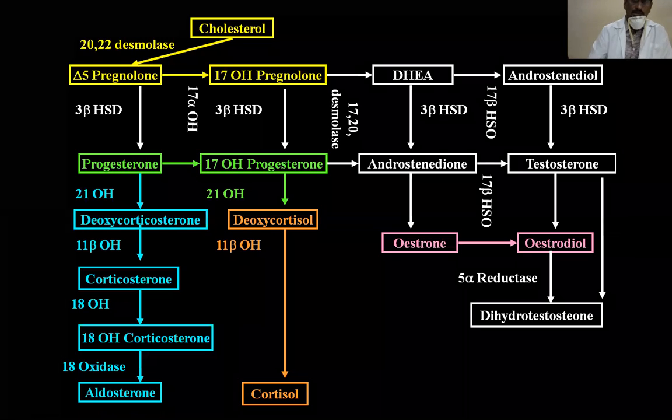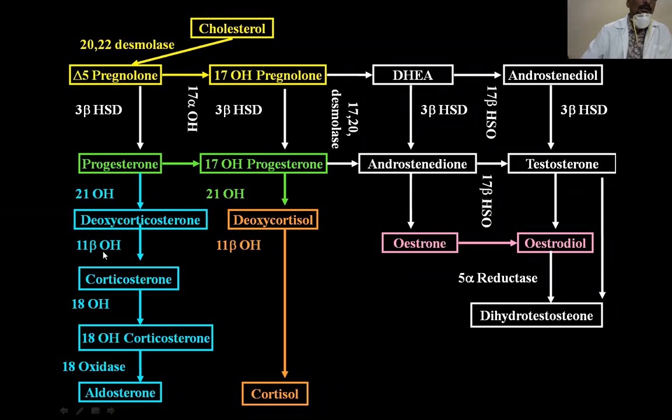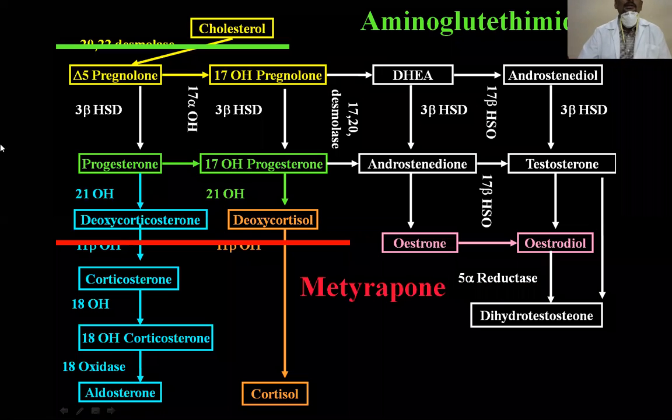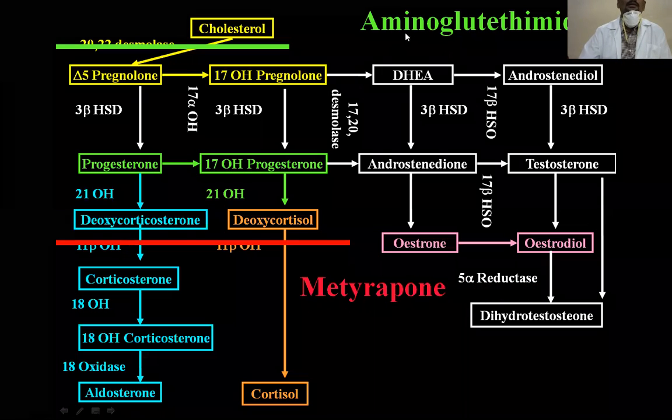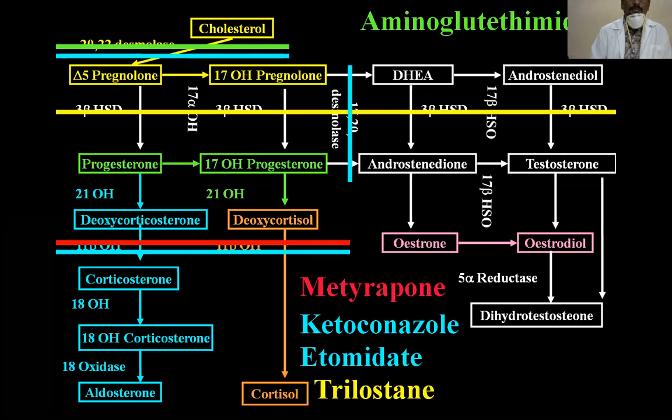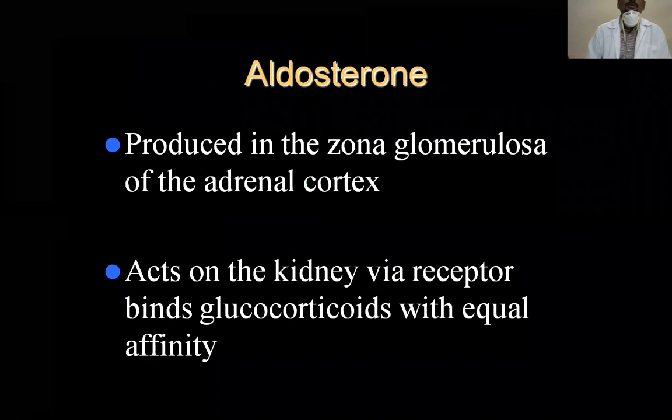Again we have seen about the enzymes involved: the 21 hydroxylase, 11 beta hydroxylase, 18 hydroxylase, it is 18 oxidase. These are the enzymes involved in the synthesis of aldosterone. This particular enzyme can be inhibited by aminoglutethimide, and it is prevented by metyrapone. These are the synthetic drugs which are used in treatments.